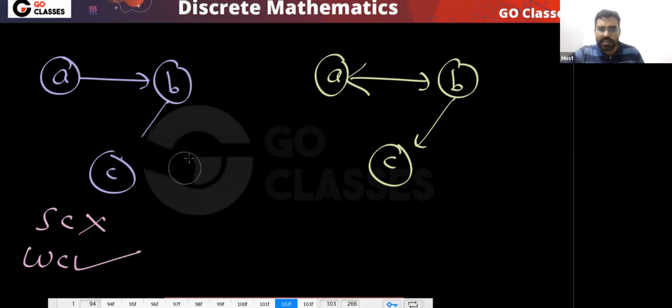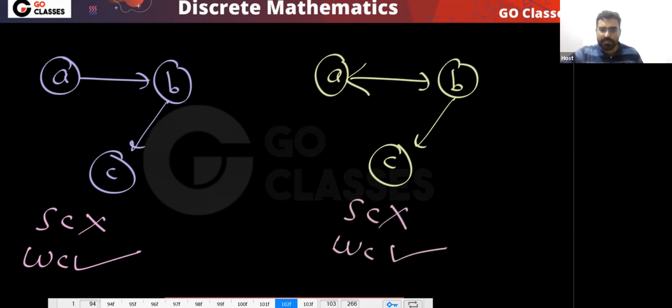What is the underlying graph? This is the underlying undirected graph. Just remove the direction. So this is the underlying undirected graph, and that is connected. This is not strongly connected, but this is weakly connected.